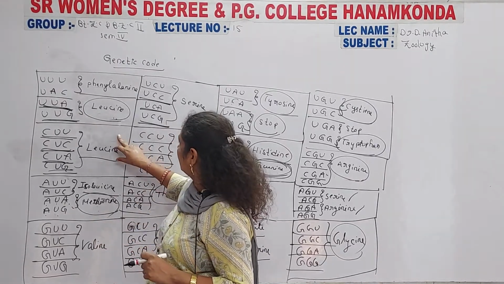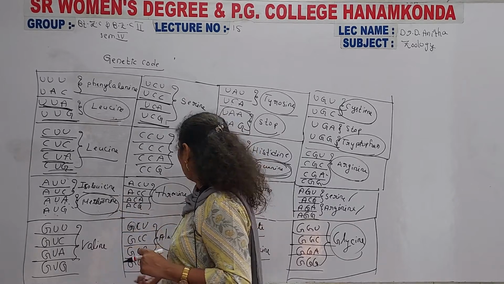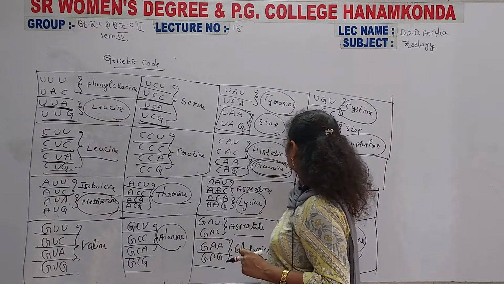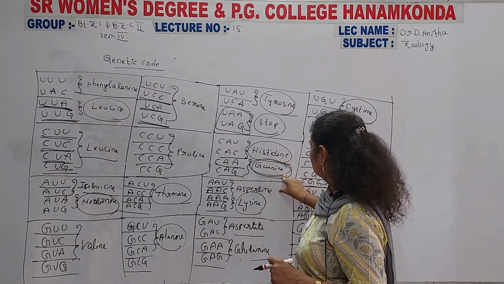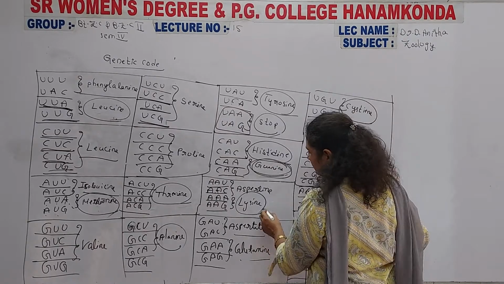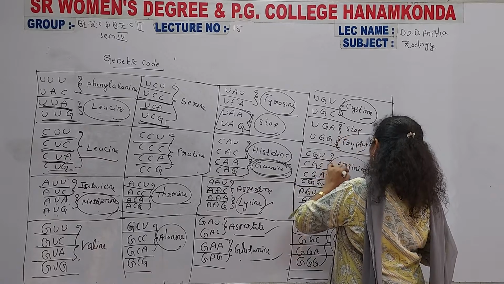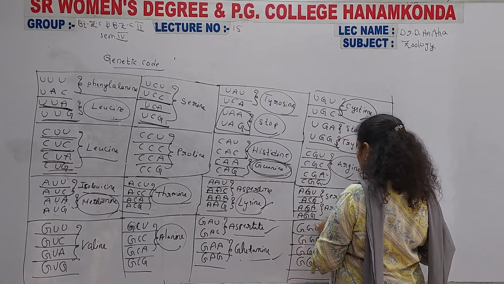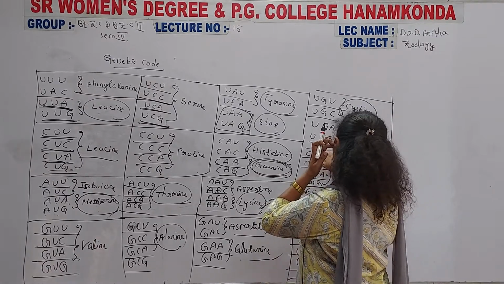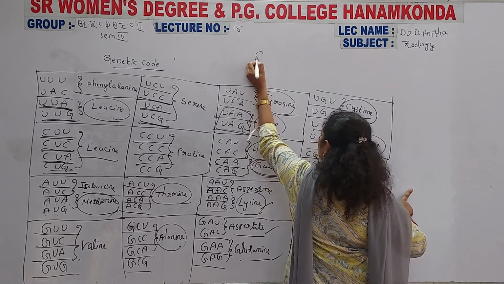So that also happens: phenylalanine, leucine, isoleucine, methionine, valine, alanine, threonine, proline, serine, tyrosine and histidine. Then glycine and lysine, aspartate, glutamate, cysteine, tryptophan, arginine. So these are the different amino acids that are coded. And see here UGA, UAG.